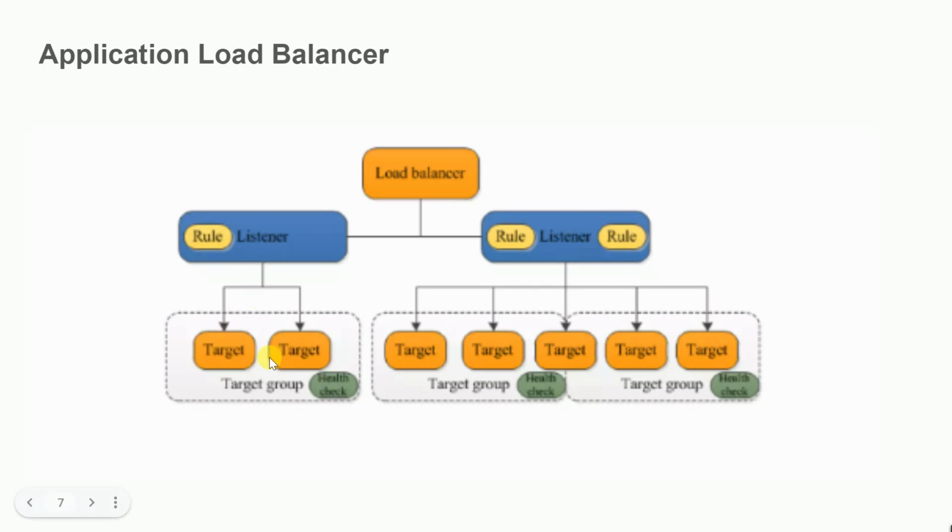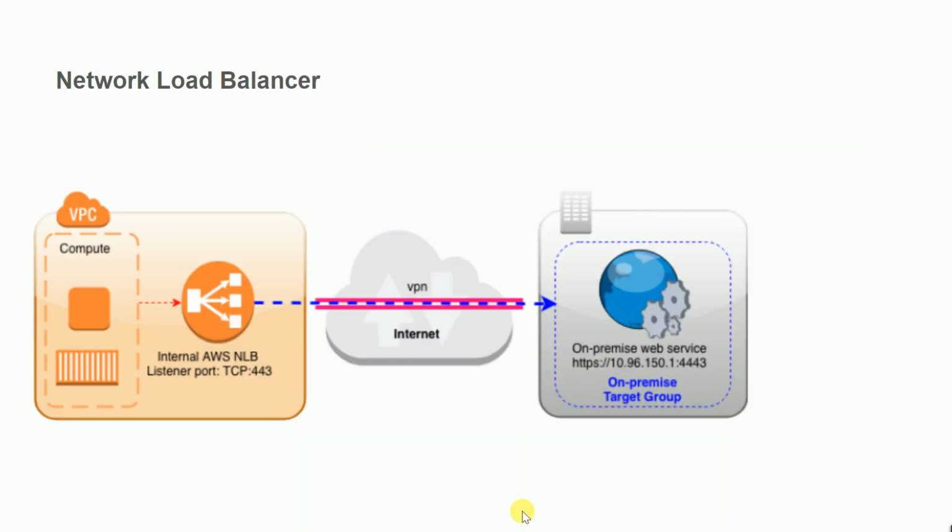If, for example, one of the targets is not working well, then all the requests are taken care of by the single remaining target machine. Similarly, you can attach multiple rules with multiple target groups and multiple targets. The second one is the network load balancer. Here you can see this is compute, and its internal AWS NLB port number 443 via VPN or internet connected to an on-premise machine.